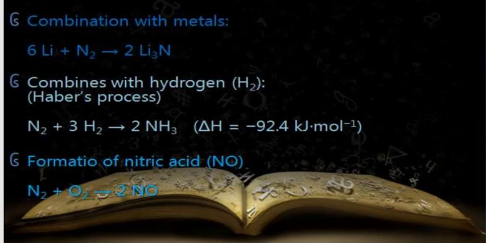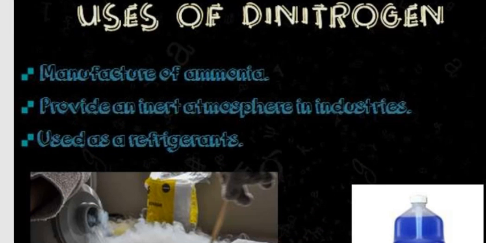And there are main uses of nitrogen. Nitrogen can be used in the manufacture of ammonia. And another use of nitrogen, it provides an inert atmosphere in industries, and it is also used as a refrigerant.